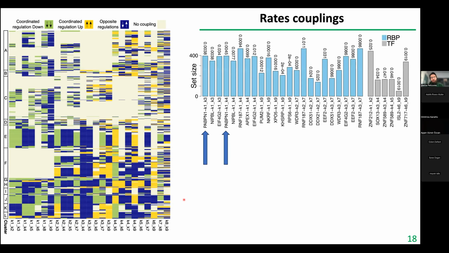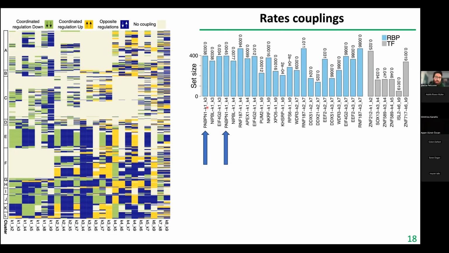Then we decided to try to identify potential coupling factors, which are responsible for the establishment of these couplings, these co-regulations of rate pairs. And we started looking for RNA binding proteins and transcription factors targets among the genes that support a given coupling. And indeed, we found many significant enrichments.